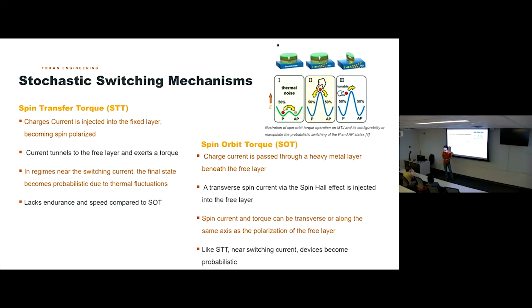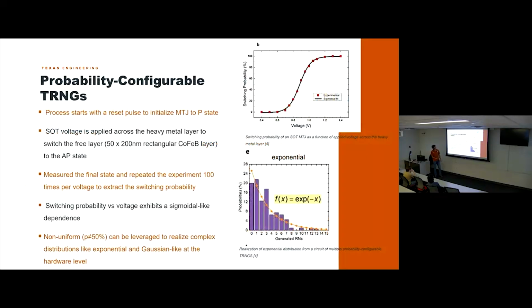That's going a lot faster than I thought. Okay, to talk about more of this now, I'll just switch over. So using the SOT, we can use a switching current beneath the peak to allow for different probabilities, like 30 to 60%. As we sweep voltage, we can get a sigmoidal fit with the curve, and we can leverage this to make a lot of different curves, like exponential or Gaussian, with these in large circuits.